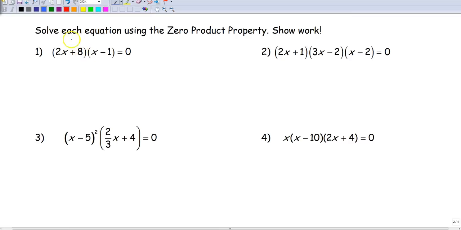Remember, zero product property says if you have a number times another number and it's equal to 0, then one of these has to be equal to 0. Okay, that's all that this is saying. So all you're going to do, since this number times this number equals 0, is set each part of your factored form equal to 0, and then you're going to solve. So 2x plus 8 has to be equal to 0. X minus 1 has to be equal to 0, and then we'll just solve like normal. Subtract your 8.